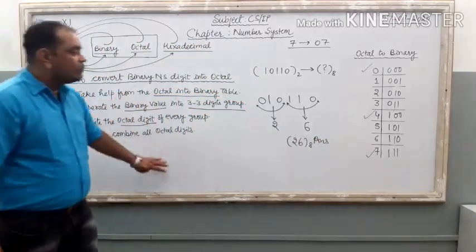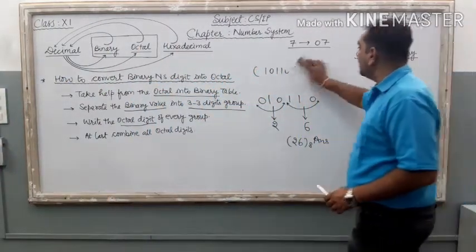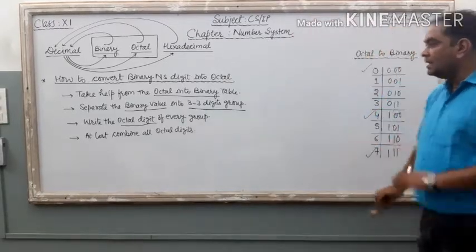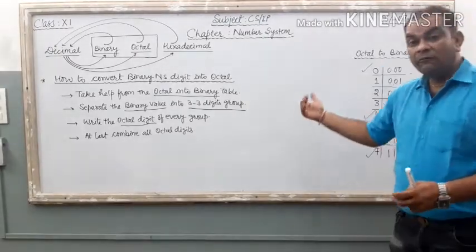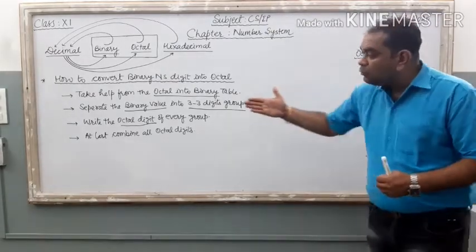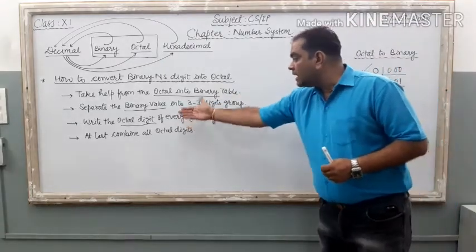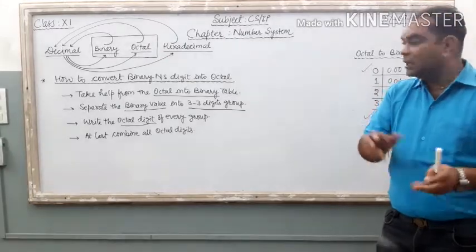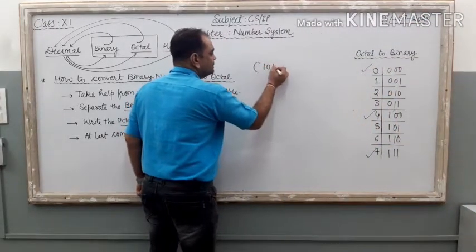Done. Just read out these 4 points again. Very first, take help from the octal to binary table. Second, separate the binary value into 3-digit groups. While making the groups, you should follow the right to left direction. Clear? Right to left direction. Now, write the octal digit of every group and at the last combine all the digits. Now we take a fractional value. Just look at another example.